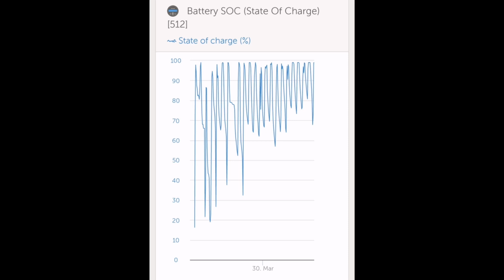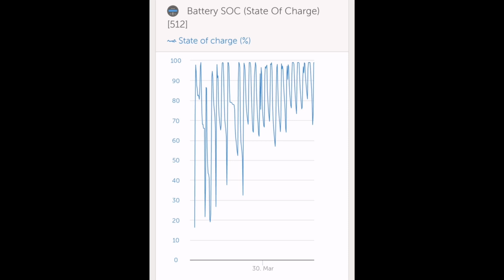This chart is a little less cluttered and only shows battery state of charge, and you can see a little bit more clearly there that I am recharging to 99 or 100% during the day, and it is discharging overnight to, what, mostly 70% and above.